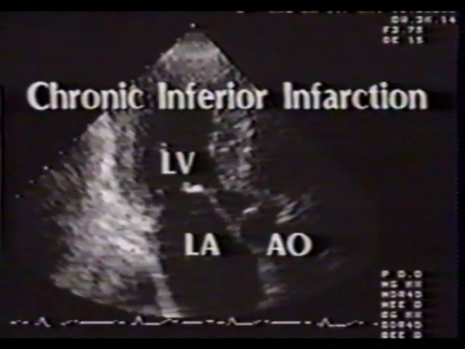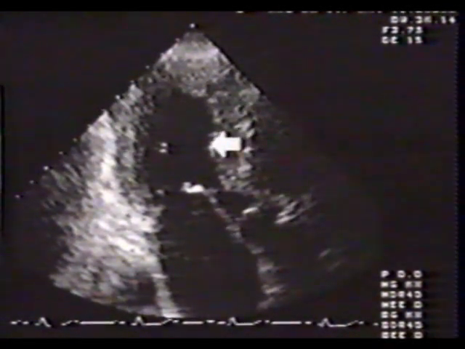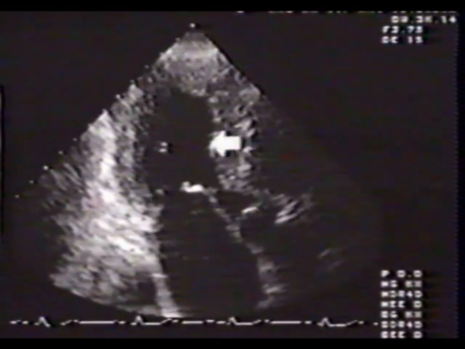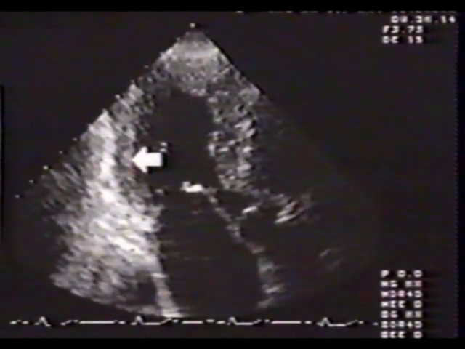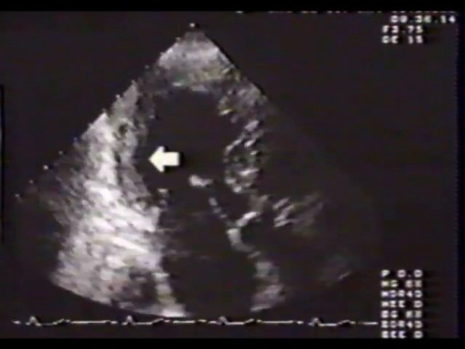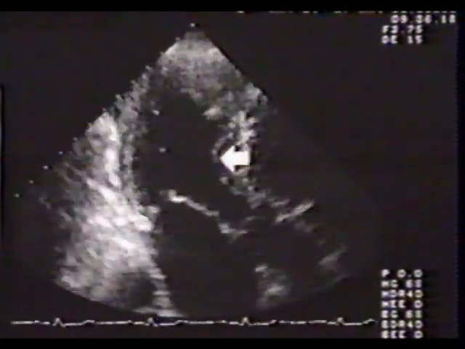This 80-year-old female had a long history of hypertension. In this apical long axis view, the anterior septum is hypertrophied. This is the inferolateral wall, which is relatively thinned and echodense due to an old scar. Note the akinetic inferolateral wall and the normally contracting septum.